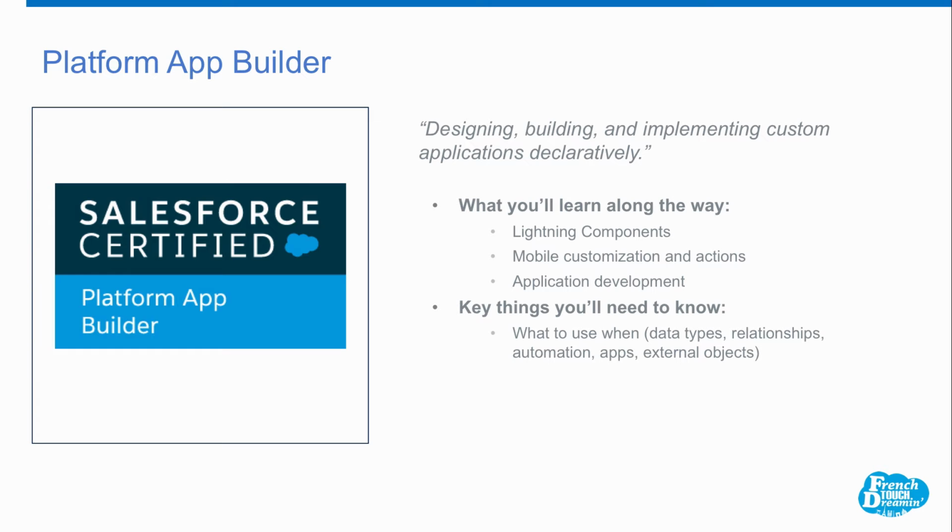It also extends to things like apps. When should you go to the App Exchange? What are good use cases for getting a third-party app installed? And also use cases for things like external objects. What are they? When should you use them?